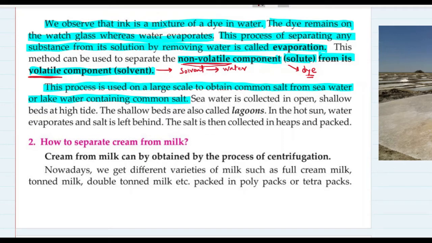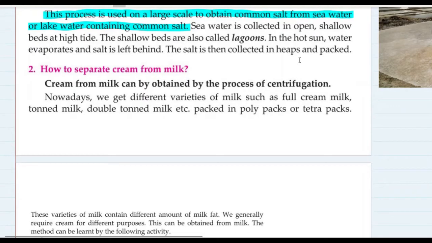Okay, seawater is collected in open shallow beds at high tide, and the shallow beds are also called lagoons. In the hot sun, water evaporates and salt is left behind. The salt is then collected in heaps and packed, as I showed you in the picture.